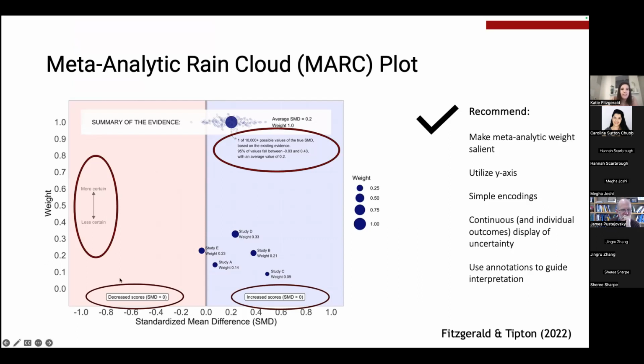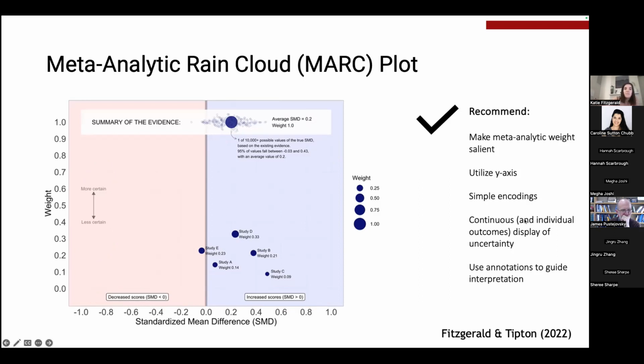And then we added these annotations: okay, if you get a negative standardized mean difference, that means the intervention decreased scores. We put that in a red region. Red is bad. Okay, and then we put the positive scores in a blue region, blue is good, and said that, okay, if you're over here, that means the intervention increased scores.